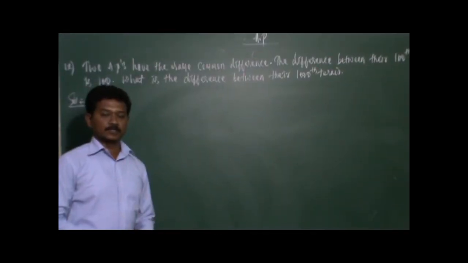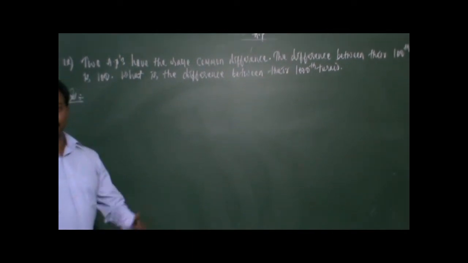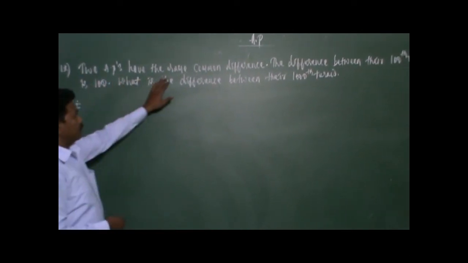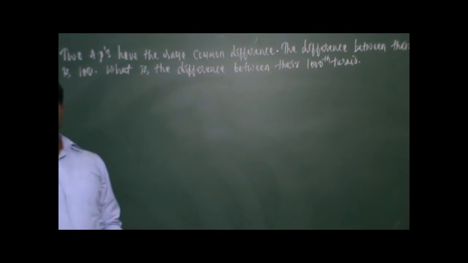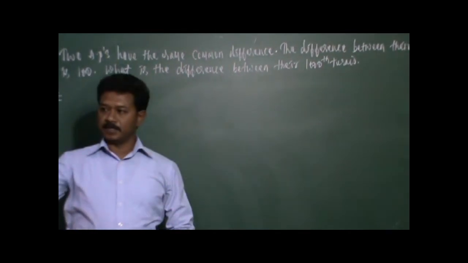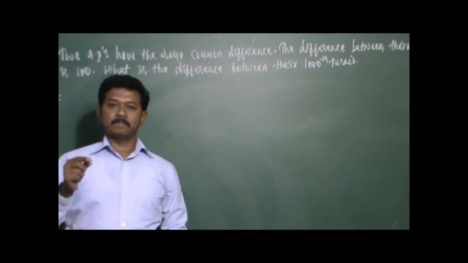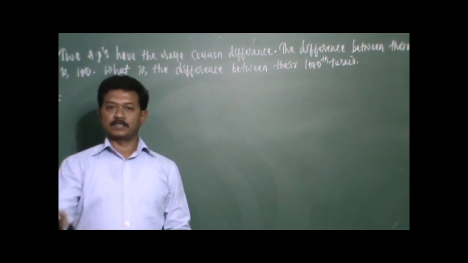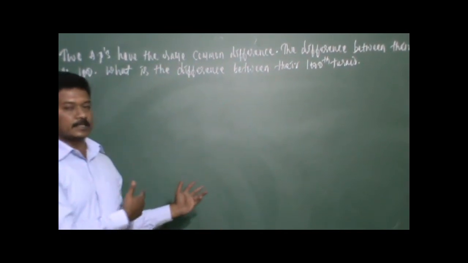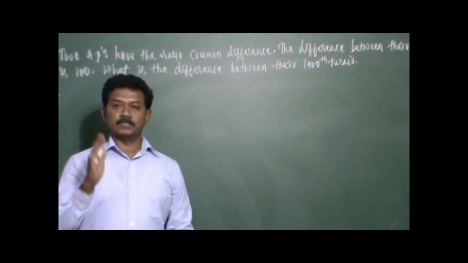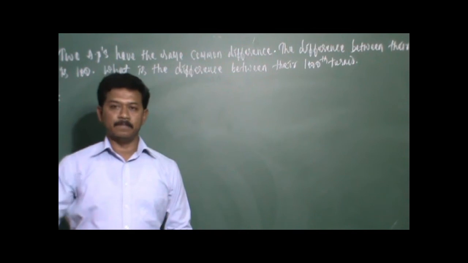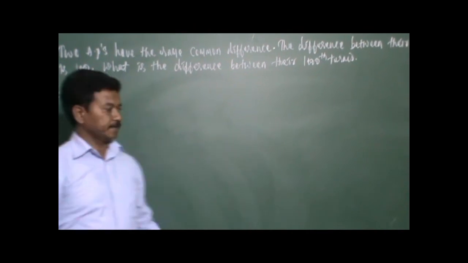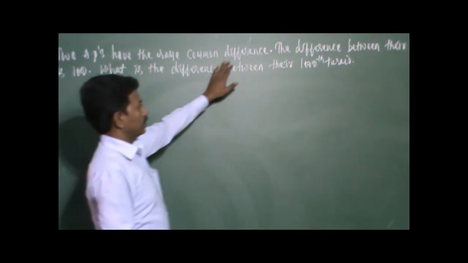So let us go with the next most beautiful problem in the entire chapter of AP. It's very nice. Two APs have the same common difference. You have to imagine two APs. One AP is there, another AP is there. Both the APs have the same common difference, but we do not know whether their first terms are equal or not. Since nothing is said about the first terms, it is understood that the first terms of the two APs are not the same. Only the common difference of the first AP and second AP are the same.